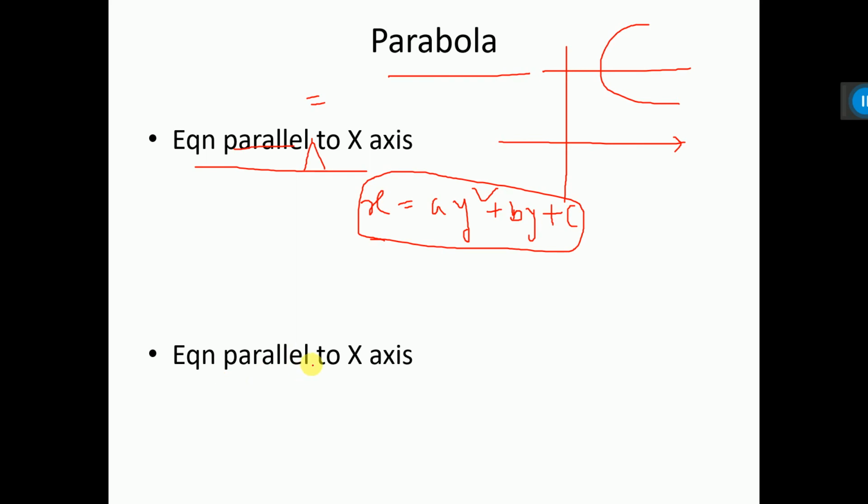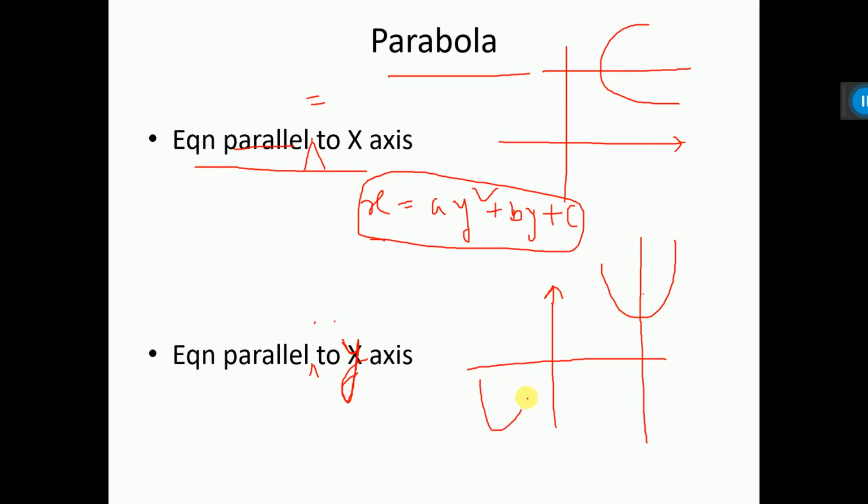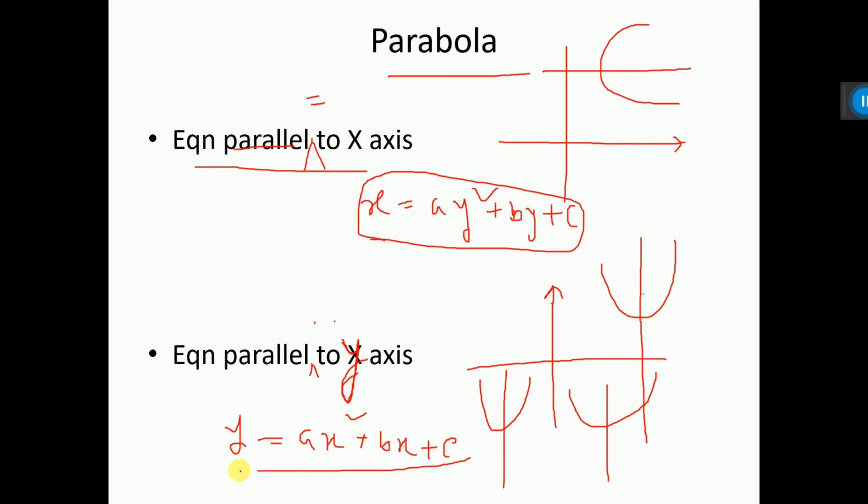Similarly, the equation of the parabola whose axis is parallel to y-axis. If you draw this kind of parabola, the axis is parallel to y-axis. The parabola can be here also, there also. All the equations will be y is equal to ax square plus bx plus c. This equation and this equation you have to memorize.